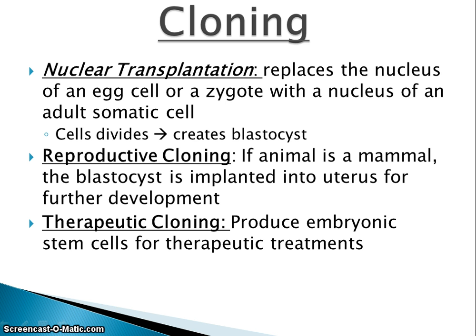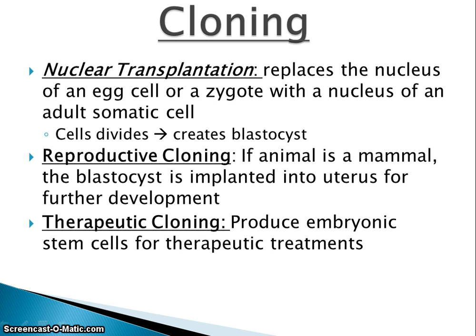The first type of cloning is called nuclear transplantation. This is pretty much animal cloning. This is going to replace the nucleus of an egg cell or a zygote with a nucleus of an adult somatic cell. It will have the cell divide, creating a blastocyst, which is a big ball of cells.